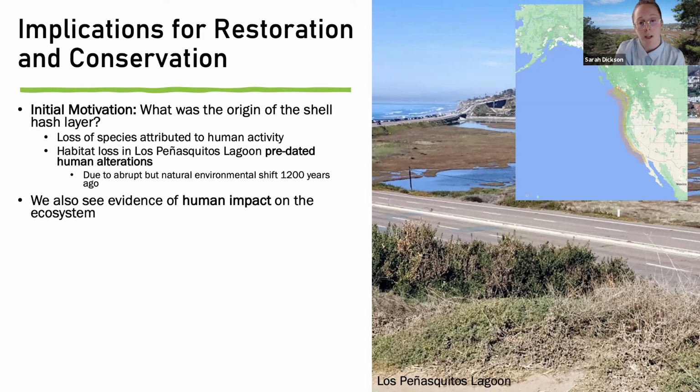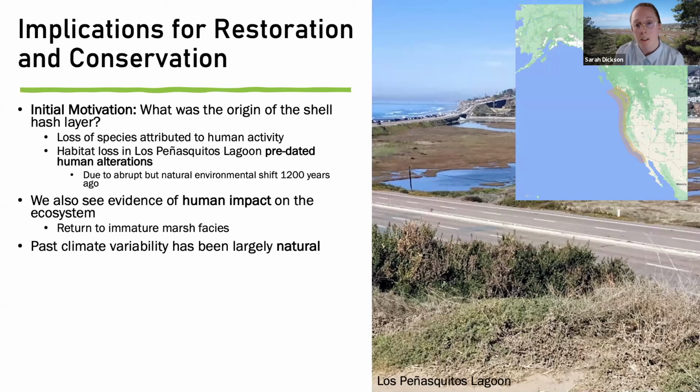While this transition was natural, we do see evidence in our data that anthropogenic activity has more recently altered the ecosystem of the lagoon. This is shown in the return to immature marsh facies at the surface of cores 3 and 4. Over the last century, it has become increasingly difficult to differentiate between changes made by anthropogenic forces and changes made by climatic forces.